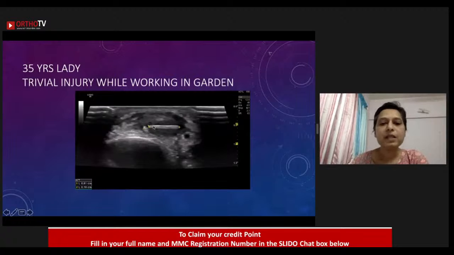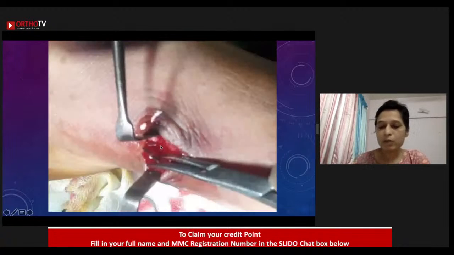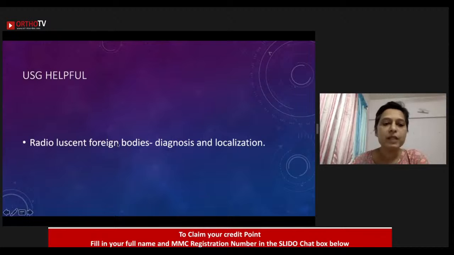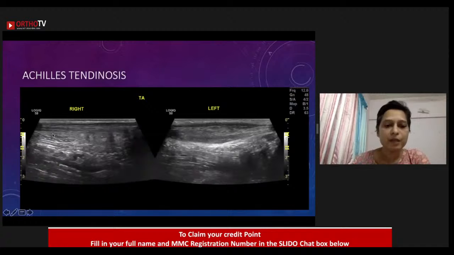This is an interesting case. The lady was just working in the garden and she developed a swelling on the medial aspect of her foot, and it was painful. We did the X-ray. X-ray was absolutely all right, but on ultrasound we saw a linear echogenic line, which was a foreign body where there was pain. So this foreign body was removed. This is the intraoperative picture where you can see the foreign body. It is a very small foreign body which was diagnosed on the ultrasound, and this was removed. This is the foreign body. So radiolucent foreign bodies, which are not seen on the X-rays, can be very well localized and diagnosed on the ultrasound.